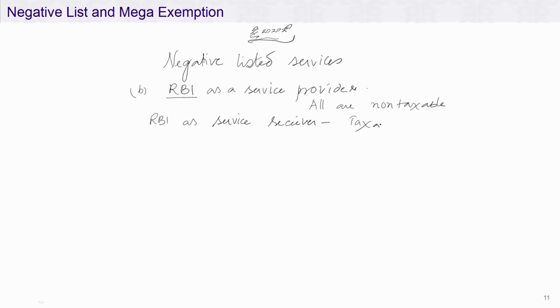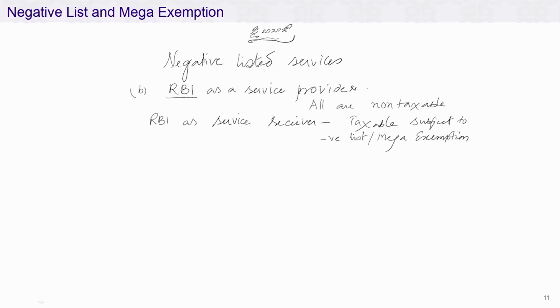Taxable. Because it is not a service provider, it has nothing to do with untaxable, subject to, of course, other negative list. Maybe the service provider or a particular service is under the negative list, then it is okay, subject to the negative list under other entries or mega exemption. This we have to look into. Otherwise, it has to pay tax.